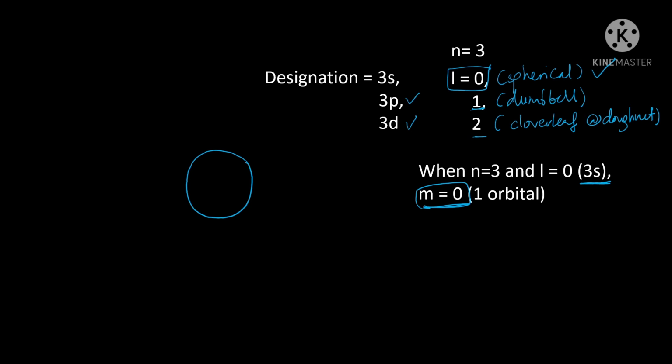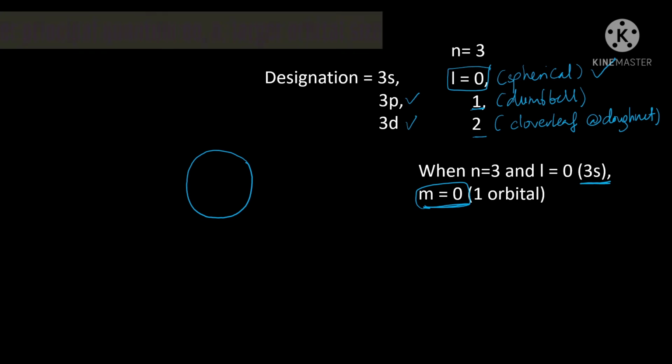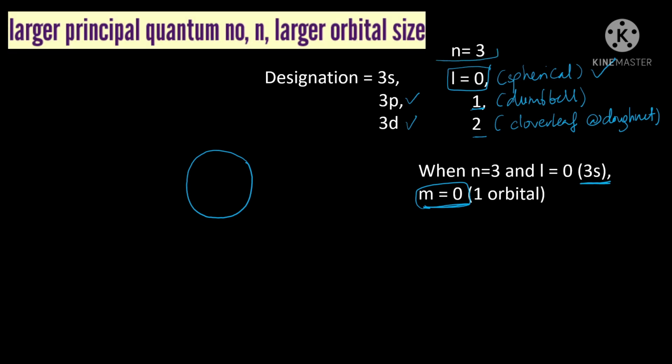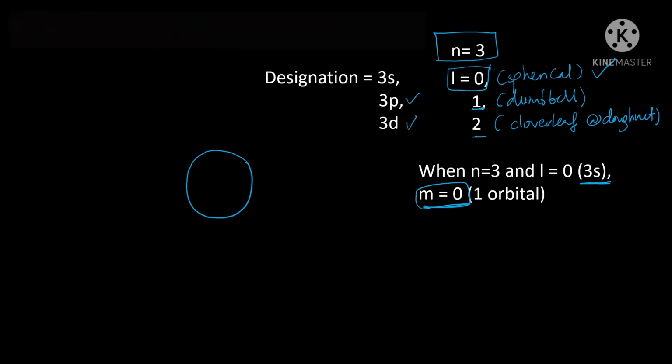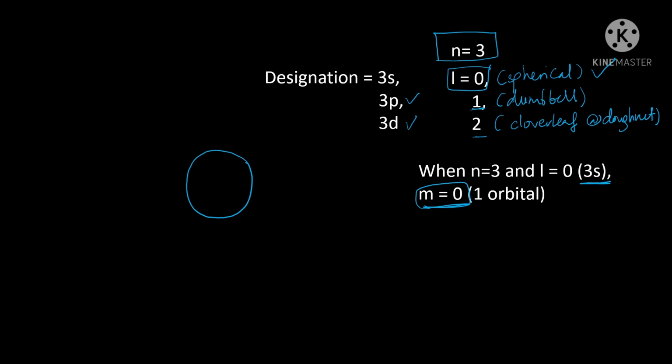This spherical shape should be bigger than the shape of the orbitals in the 2s subshell, because now the principal quantum number n is equal to 3, which means that the orbital should have a bigger size than the orbitals in the 2s subshell. So first we draw the spherical shape, then we draw the x-axis, and then we draw the y-axis and also the z-axis.